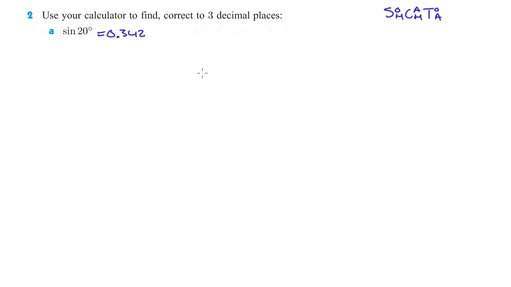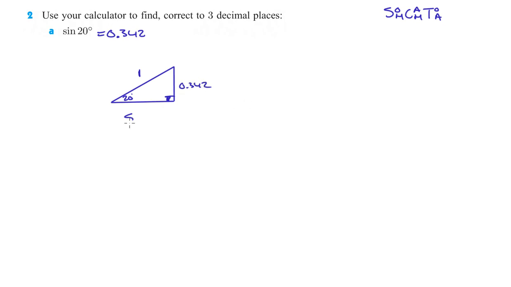Okay? Just to let you know what this means, not that they're asking you, but just so you know, let's say this here is 20 degrees, okay? And if this is a unit circle, we'll call this 1. That means that this side over here is 0.342.